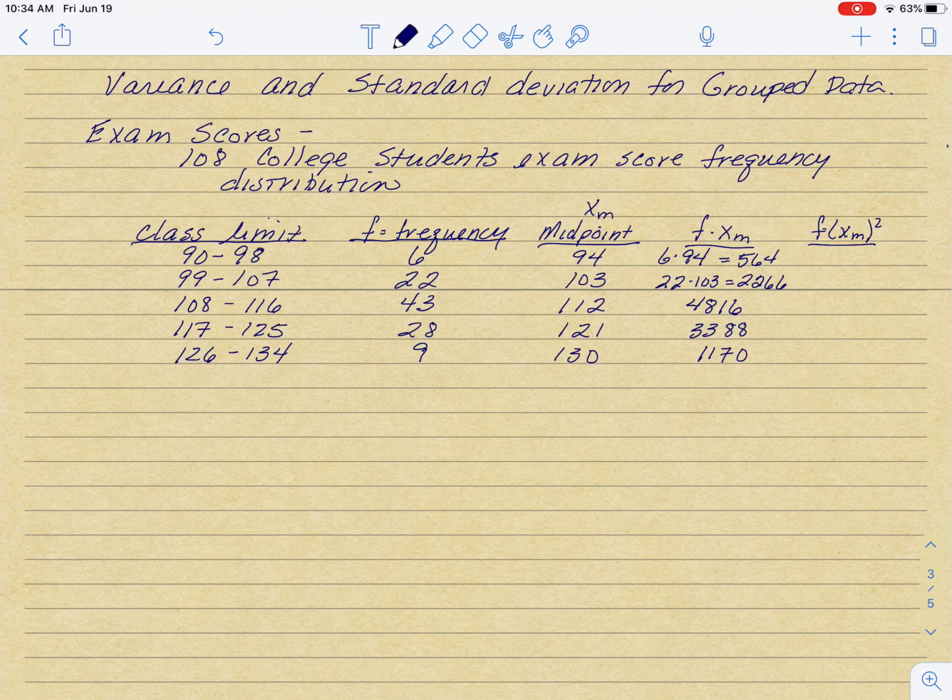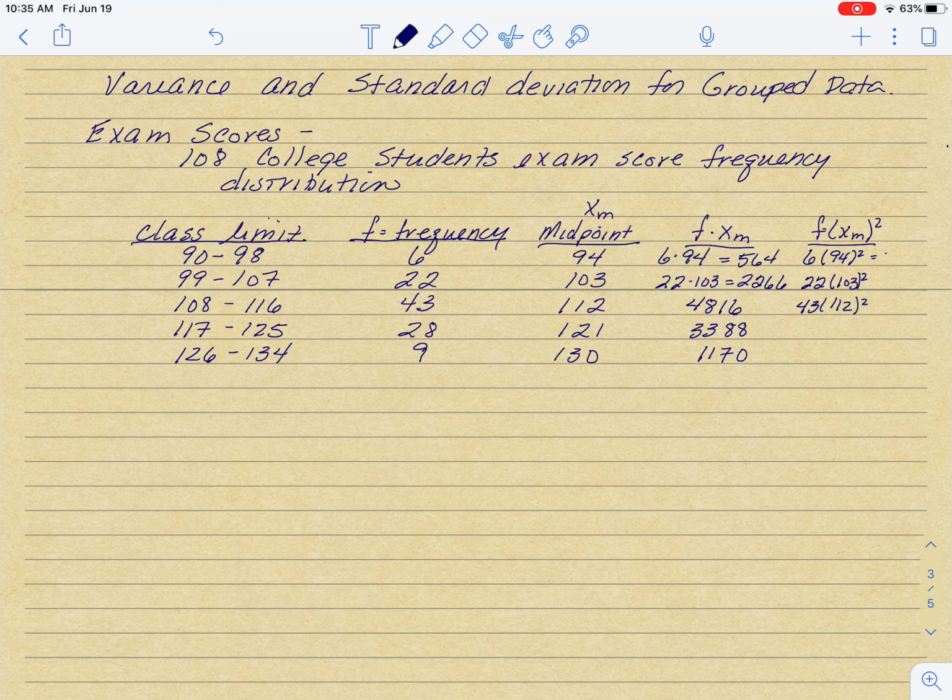Now the next column, you've got to be a little careful here because it's not just the previous column squared. That's wrong. What you want to do is take the midpoint, square it, and multiply it by the frequency. So this is 6 times 94 squared. And the only thing being squared is the 94. And the next one would be 22 times 103 squared. And you're going 43 times 112 squared, and so on. So 6 times 94 squared, and the only thing being squared is 94.